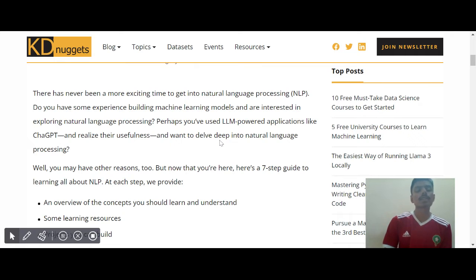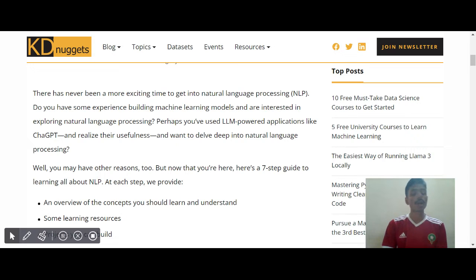Anyways, there has never been a more exciting time to get into natural language processing, NLP. Do you have some experience building machine learning models and are interested in exploring natural language processing? Perhaps you have used LLM powered applications like ChatGPT and realize their usefulness and want to delve deeper into natural language processing. Well, you may have other reasons too, but now that you are here, here's a 7 step guide to learning all about NLP.